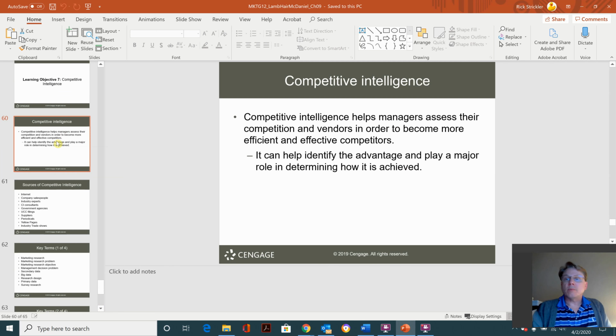And lastly is competitive intelligence, which helps managers assess their competition and vendors in order to become more efficient and effective. It can help identify the advantage and play a major role in determining how it is achieved. So you have to actually outmaneuver your competitor, and usually you would have the vendors assist you.